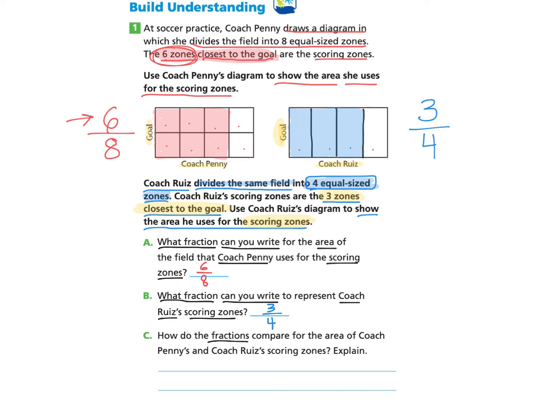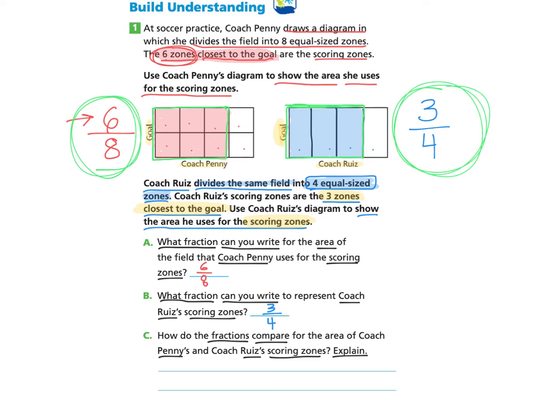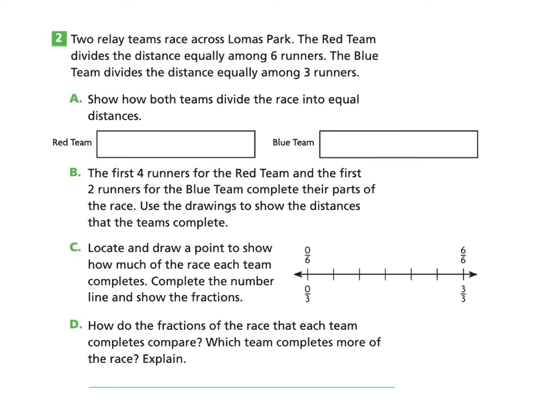How do the fractions compare for the area of Coach Penny and Coach Ruiz's scoring zones? Explain. Well, just like we've seen in the past, this section here that's Coach Penny's scoring zone and this section here that's Coach Ruiz's scoring zone, these are equivalent. They are the same. So when we compare 6/8 to 3/4, we're going to find that they are equal because both scoring zones cover the same area. Let's take a look at the next page, page 427, part 2.